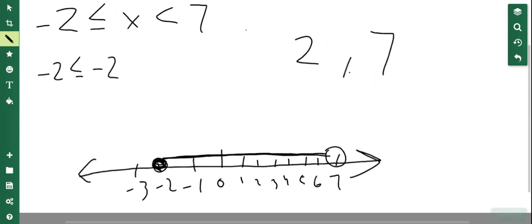Well, we don't include 7, so we have to use parentheses. But it's okay for x to be -2. Sorry, not 2, it's -2. It's okay for x to be -2, so we do little parentheses, brackets, -2, comma 7. That's how we view it. So here you're really just testing to see where x can be and is included and is not included.